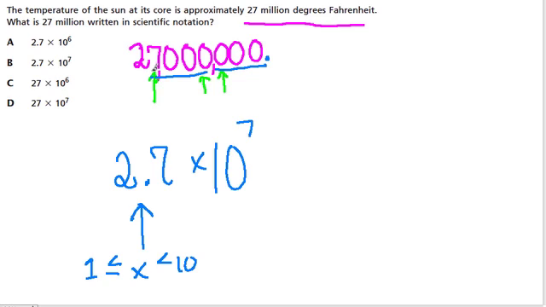Because we're moving it in here between 2 and 7, and then to make sure it's equal we're multiplying by 10 7 times to move it back here, and in fact get the same number in both cases. So I get 2.7 times 10 to the 7th power. Okay, hope that helped.